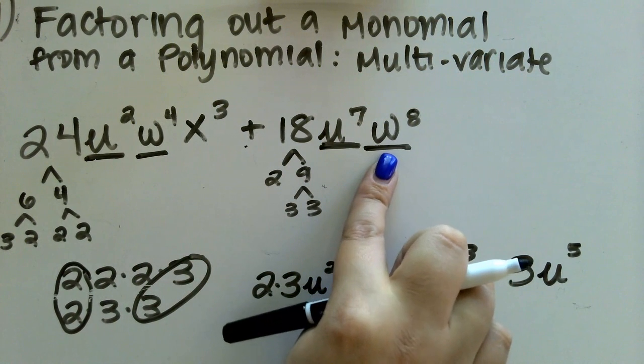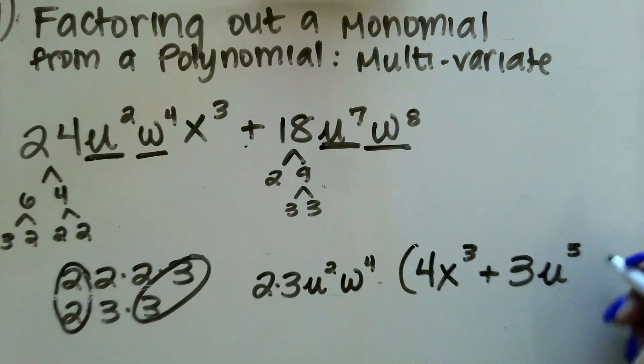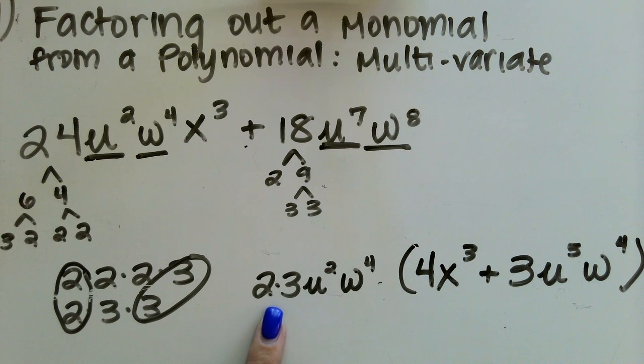And same idea with our w's. We pulled 4 out in that greatest common factor, which means that we have 4 w's left over. Now here, going back to our coefficient sitting in front, we know that we can multiply these together. All of this is being multiplied together. 2 times 3 is 6.